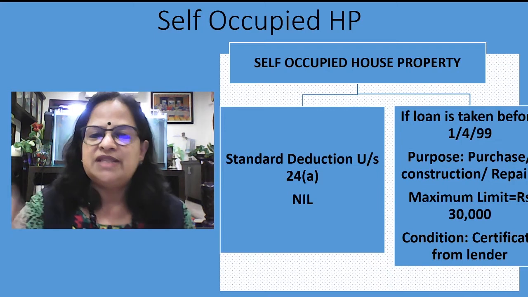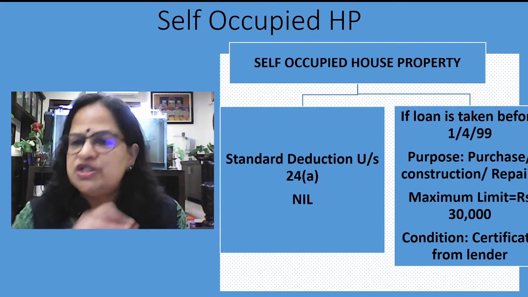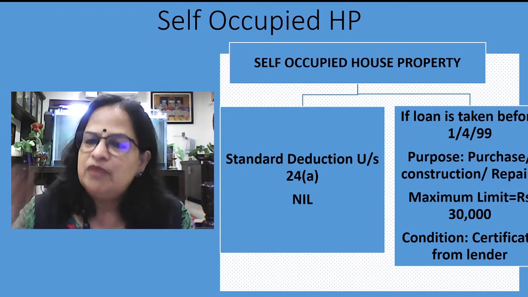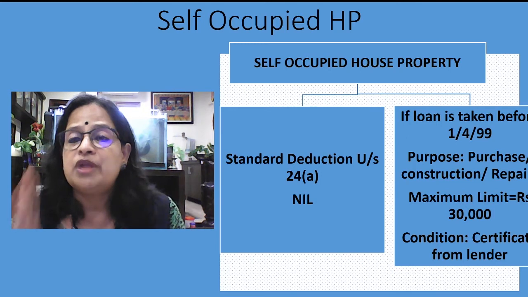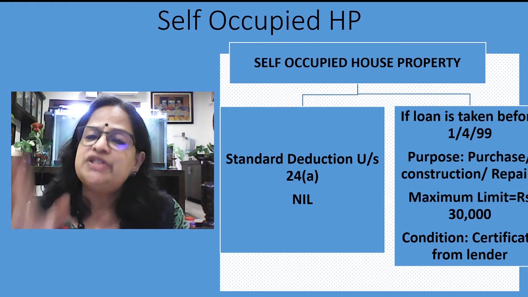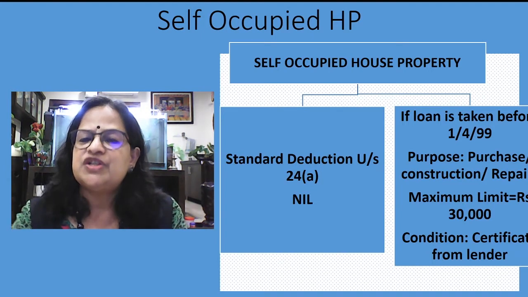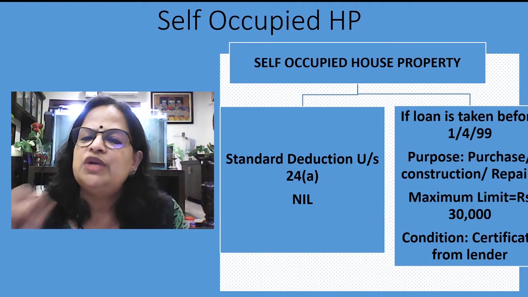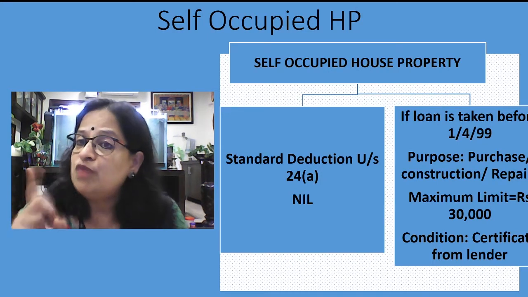Standard deduction under Section 24 you cannot claim. That is why I put it again. Section 24, it's nil. Then one point you have to remember, this date is very, very important: 1499. If the loan is taken before 1499, and the purpose is purchase, construction, or repair, the maximum limit is only 30,000. 30,000 only if the loan is taken before 1499.